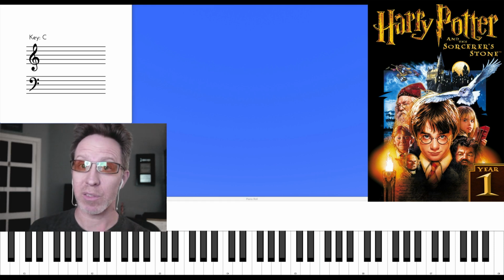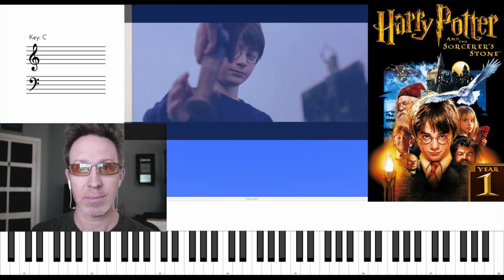Here's a 2-chord pairing from Harry Potter and the Sorcerer's Stone.